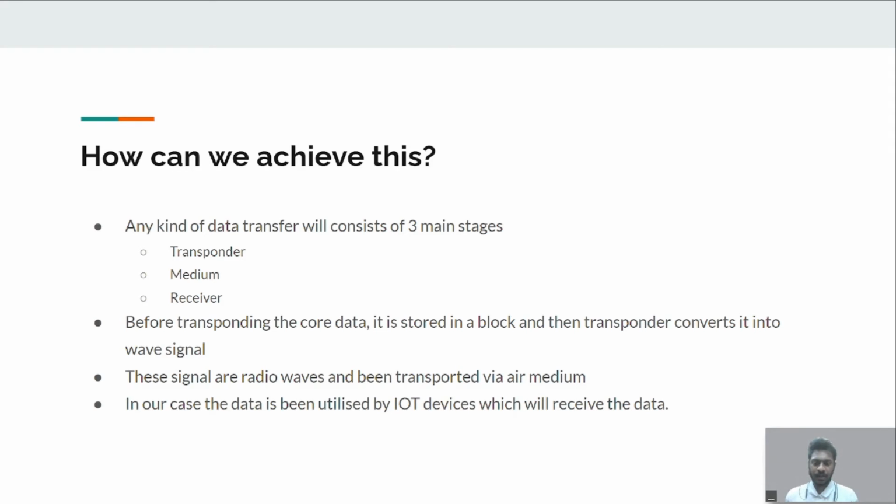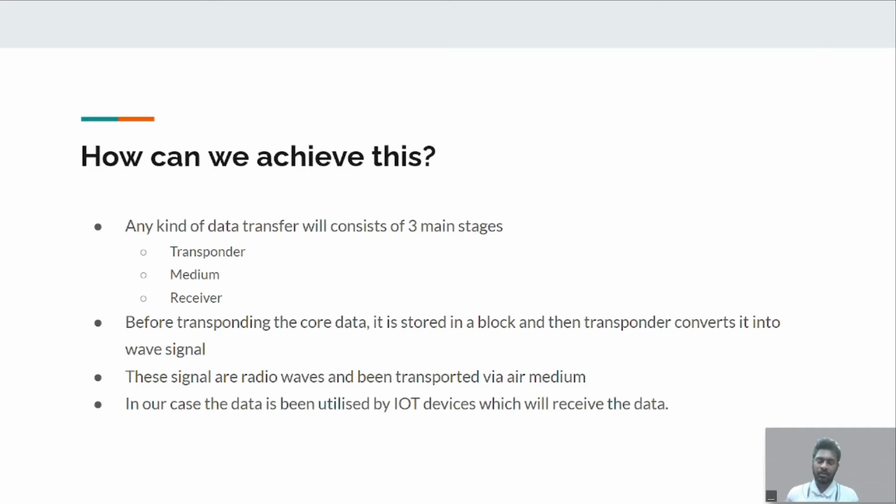The receiver will decrypt or decode it. If the data has been encrypted, then at the decryption stage the keys required to decrypt the data are used, and the decryptor will decrypt the data, and the data will be retrieved at the other end. So these are the main three stages of how the data is transferred.